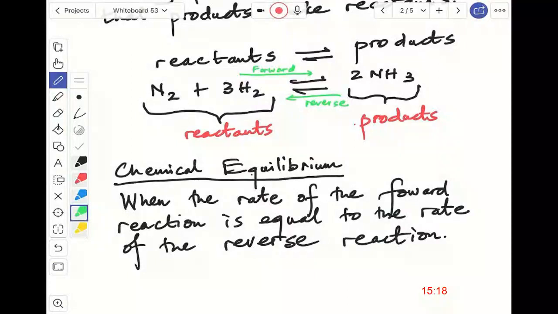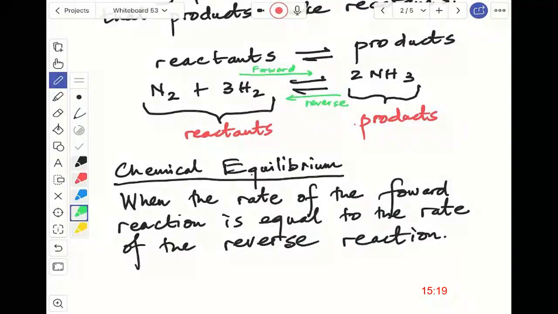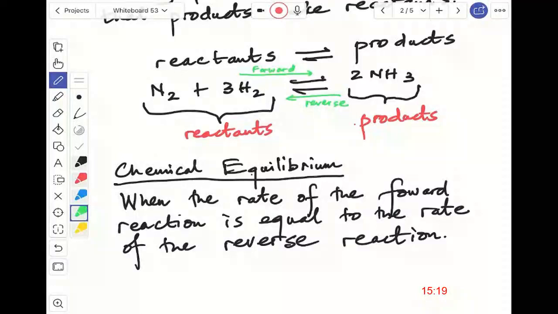So the forward reaction, which is the reactants making products, is happening just as fast as the reaction that products are making reactants. And why is it called equilibrium? Just think this through. Just as fast as I'm making ammonia, I am using ammonia. Just as fast as I'm using nitrogen and hydrogen, I am making nitrogen and hydrogen. So the obvious conclusion to draw there is that once I've reached this state of chemical equilibrium, the concentration of the nitrogen, the concentration of the hydrogen, the concentration of the ammonia remains constant.